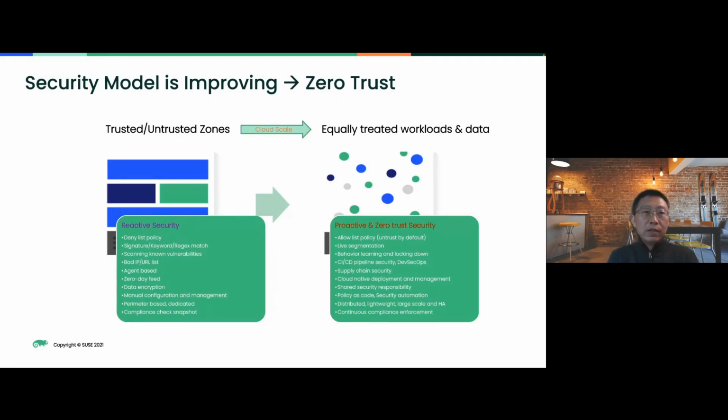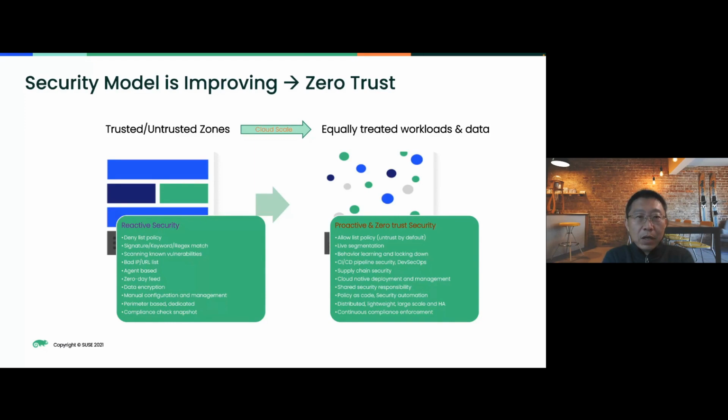So what we learned is that the security model is also improving a lot. Today, more and more security solutions are heading to the zero trust model. I want to describe this in two ways. A long time ago, we were in a reactive security model, where we were basically trying to protect the unknown perimeter. We tried to scan the known issues of the environment. We tried to use deny list policies in the firewall, right? We tried to figure out, hey, what are the bad IP addresses I should block in my policy?